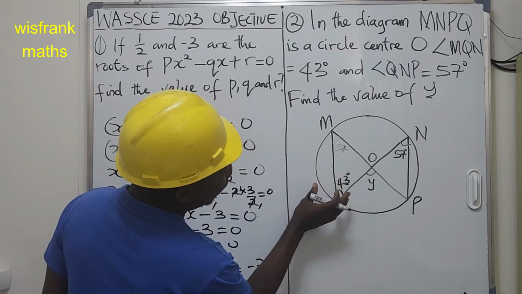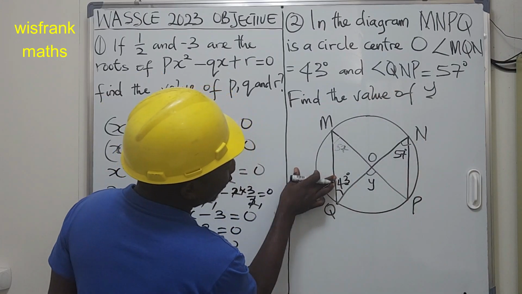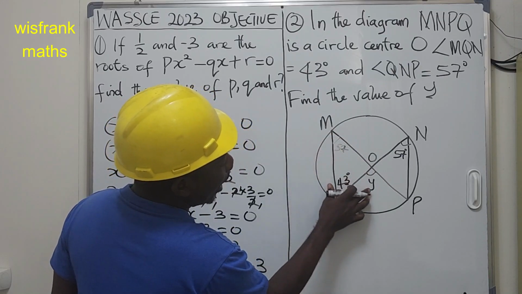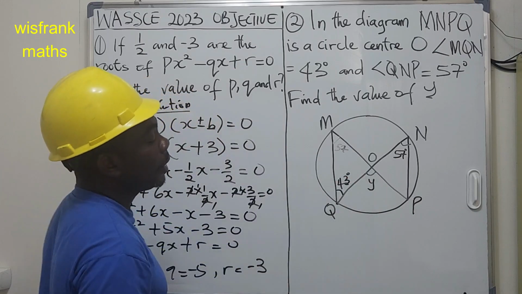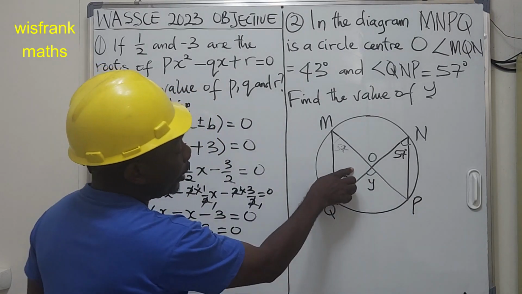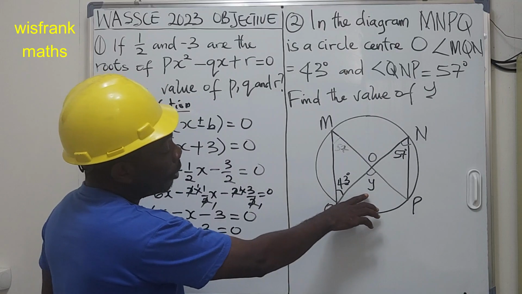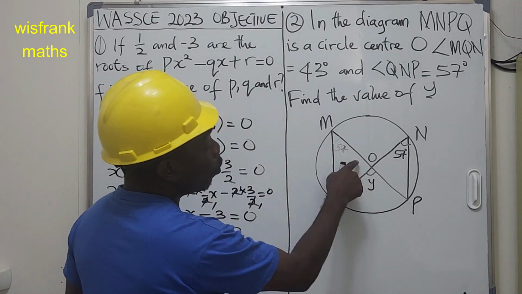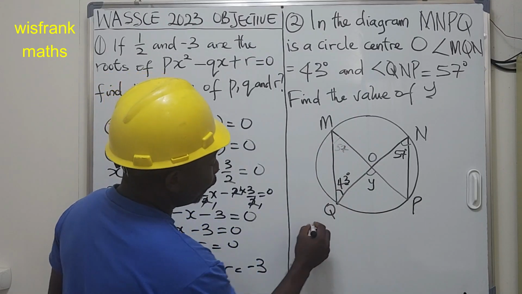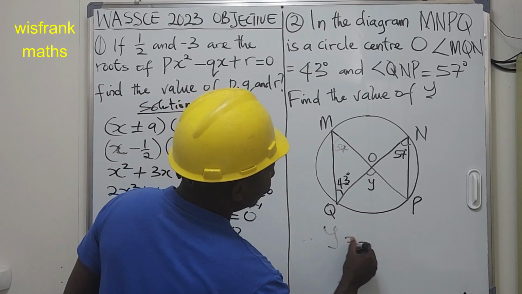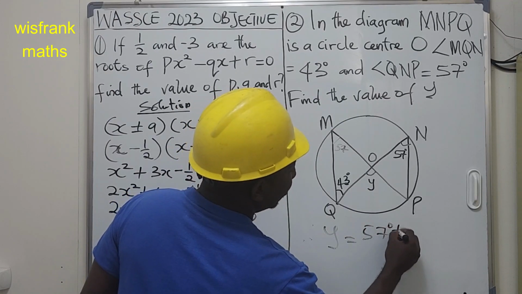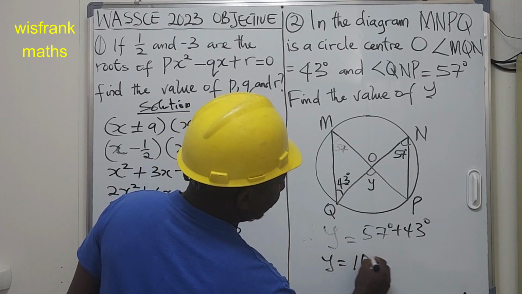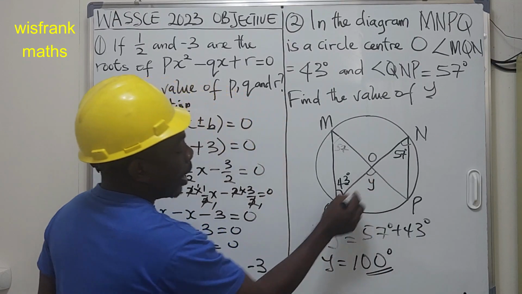If you have this, let's ignore every other thing, and you can see that this triangle has 43 degrees and 57 degrees here, and we are asked to find the Y. Y here is an exterior angle to this triangle. And the exterior angle of a triangle is the sum of the two opposite interior angles. That means Y equals the sum of the two opposite angles. Therefore, Y equals 57 degrees plus 43 degrees. Therefore, Y equals 100 degrees. So we have the value of Y as 100 degrees.